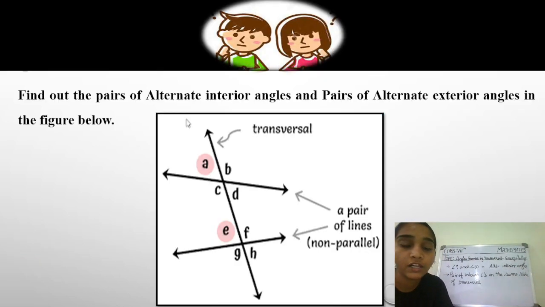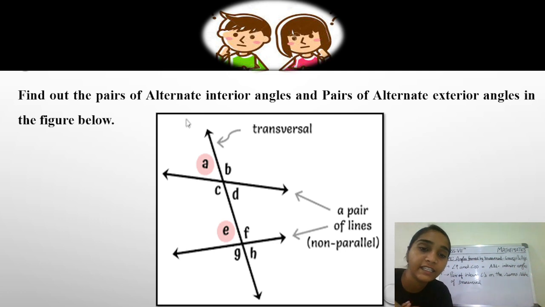So if I ask you over here to find out the pair of alternate interior angles and the pair of alternate exterior angles, then what will it be? Just take your time and give the responses of alternate interior and alternate exterior. Alternate means they should be on different sides. Like if the transversal is this, one angle should be this side and one angle should be the other side. And interior means they must be interior to the lines which are intersected.